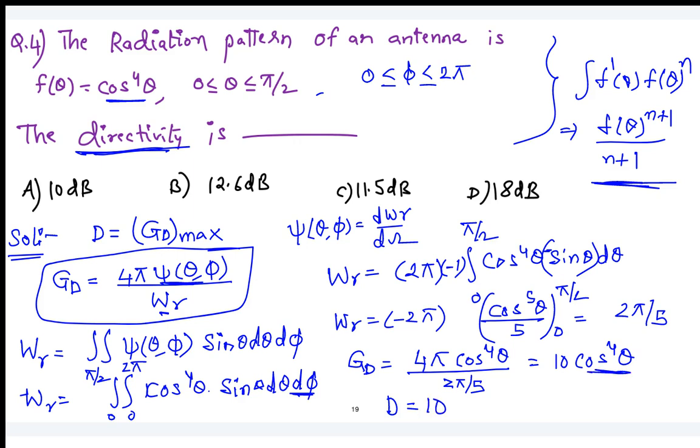But actually, if we see the options, he has given them in terms of dB. So how to convert this quantity into dB? Is it 10 log or 20 log? It should be 10 log. So when you are expressing it in dBi or dB, you should take 10 log of 10. The answer is going to be 10 dBi itself. 10 log 10 is straight away 10.